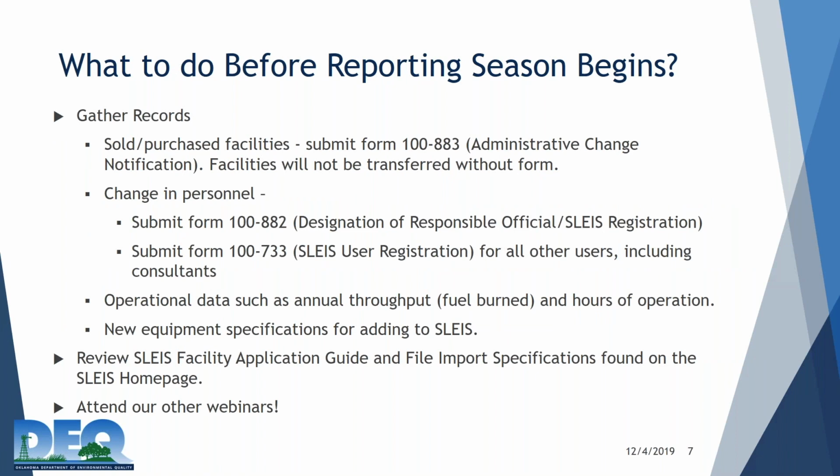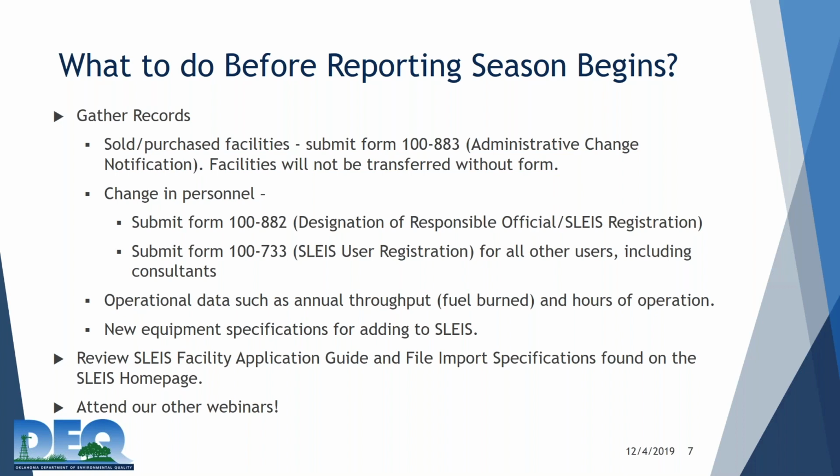Things you can do before January comes: you can gather your records, you can get into SLEIS and make sure that all of the facilities you have in there are what you actually own. So if you sold or purchased facilities this past year, you need to make sure you submit Form 100-883, our Administrative Change Notification Form. We will not be transferring or moving facilities in SLEIS until you send that in, and that form has a spot for the previous owner and the new owner to sign.